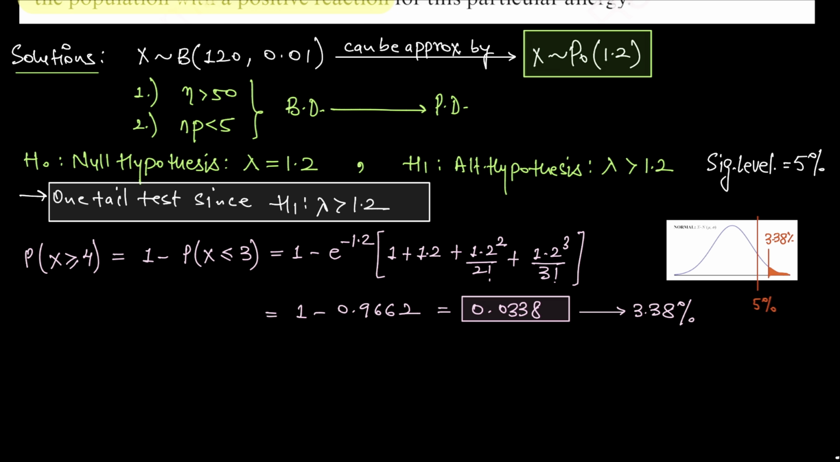So we will conclude from the given expression that as 3.38% is less than 5%, therefore, we will reject the null hypothesis.